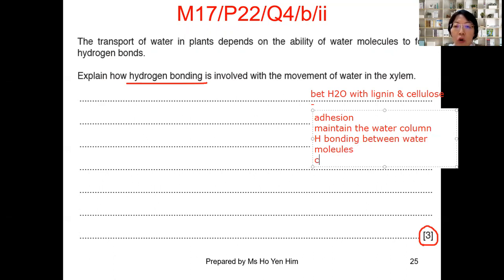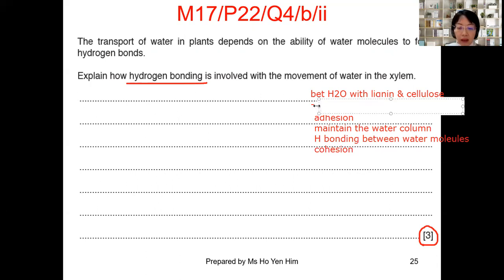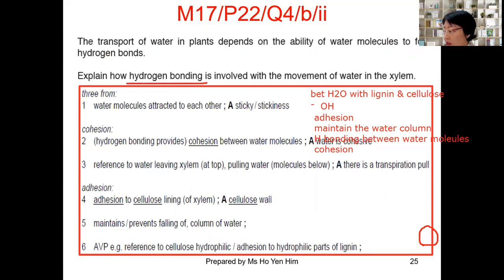Anything else? What about the hydrogen bonding between the water molecules themselves? And this is called the cohesion, right? So it is a cohesion that will pull the water molecules up together due to transpirational pull. And then another detail we can talk about is the water molecules forming hydrogen bonds with the OH that you can find in the lignin as well as in the cellulose. So this is more detail. Okay, so let us check the mark scheme whether it's correct. So I'll add 2 marks for you.